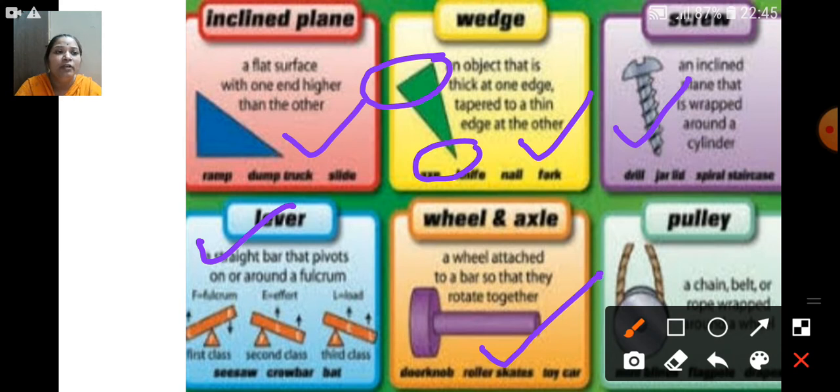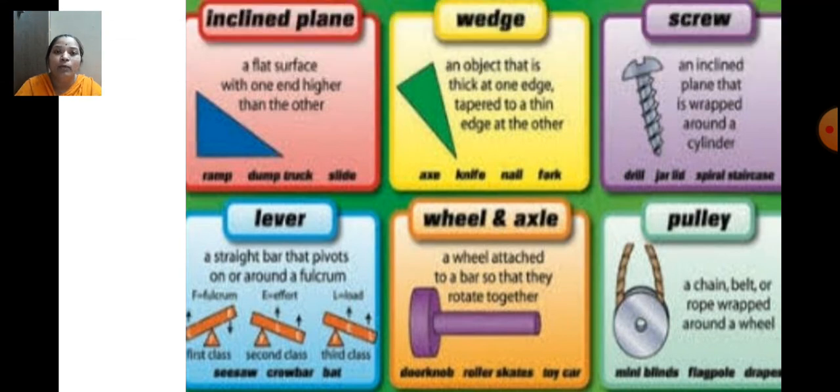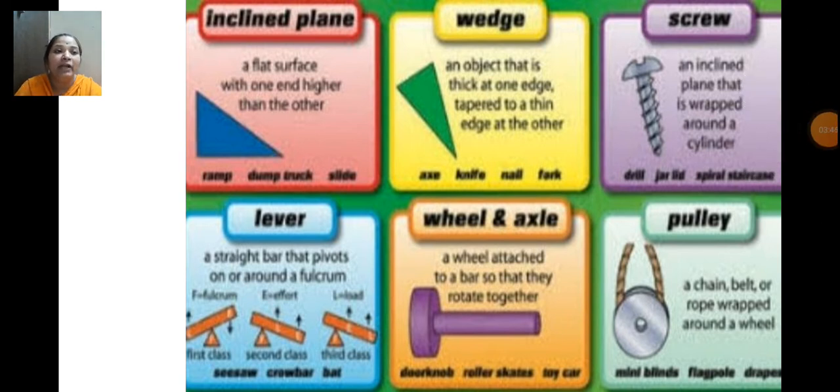Pulley, a chain, belt or any rope wrapped around a wheel, right? See here, if you can see, it is a chain, it is a rope that is wrapped around the wheel. So what is a pulley? A chain, belt or a rope that is wrapped around a wheel. So these are all 6 simple machines. Okay.